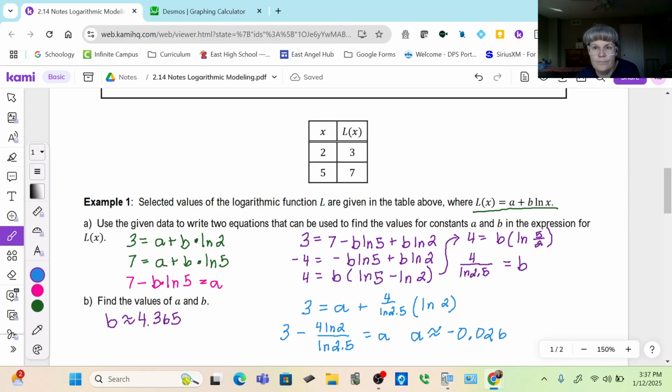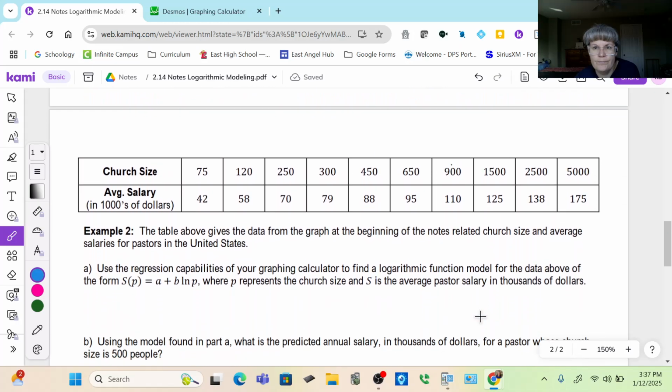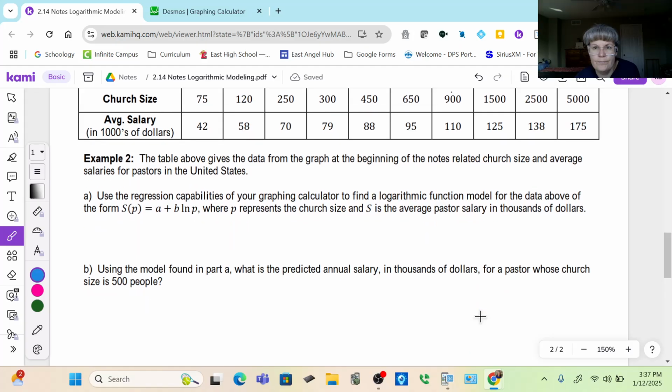And we have found the values of a and b. Again, the reason I went out 3 decimal places is because on the AP exam, you either round or truncate to 3 decimal places. Moving on to example 2, we're given a table of values.